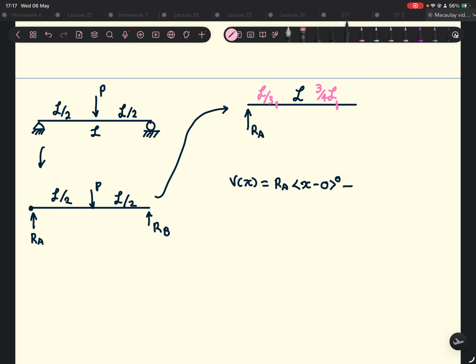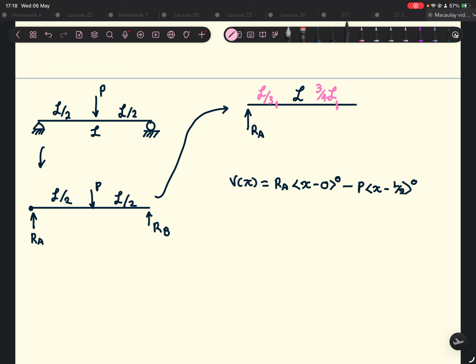And then that's negative because it's acting down. P, X minus. Now I look at where the force starts. So it starts at a distance L over 2. So from here, it's 0, 0, 0. Then all of a sudden I encounter P at a distance L over 2. So I'm going to write there L over 2, and then to the power 0 because it's constant. If it was a distributed load, then you'd have something different.